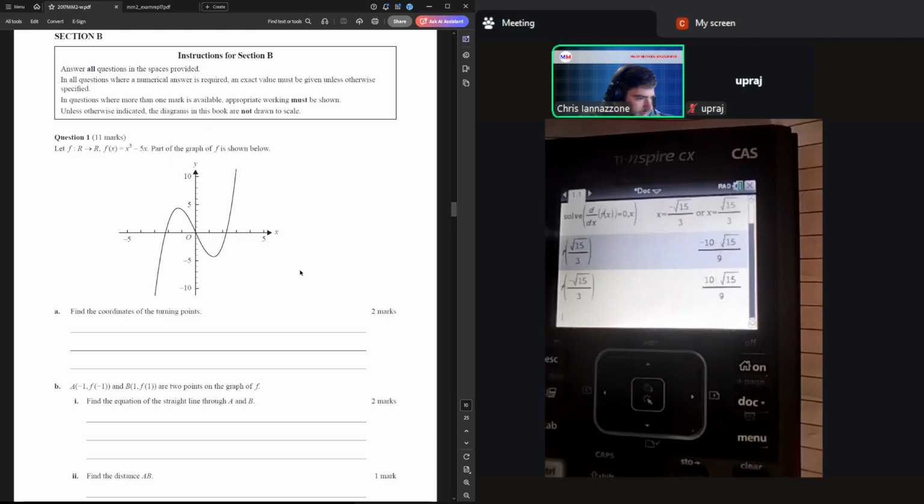Part B. The coordinates at x equals -1 and x equals +1. Find the equation of the straight line that connects those 2 points.